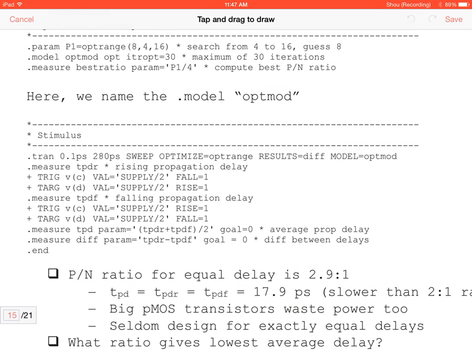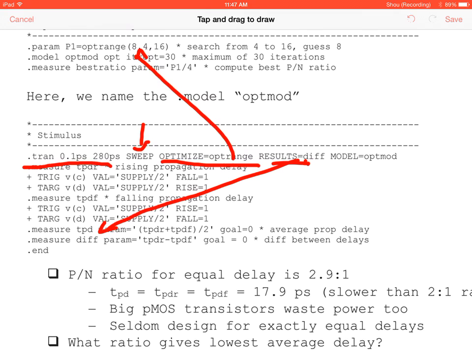So again, we have done our transient analysis, except we're doing a sweep. We're optimizing opt range. And the results are diff. Diff is what we define down here. Difference is the parameter propagation delay rise minus propagation delay fall. We've set our goal to be equal to 0.